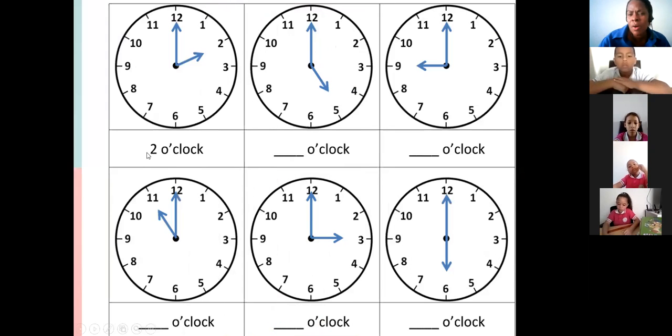And now we're going to play here. Tenemos dos formas de jugar. Una con estos relojes y la otra ahora se las muestro. Okay, the first one is Vivian. Vivian, what time is it?